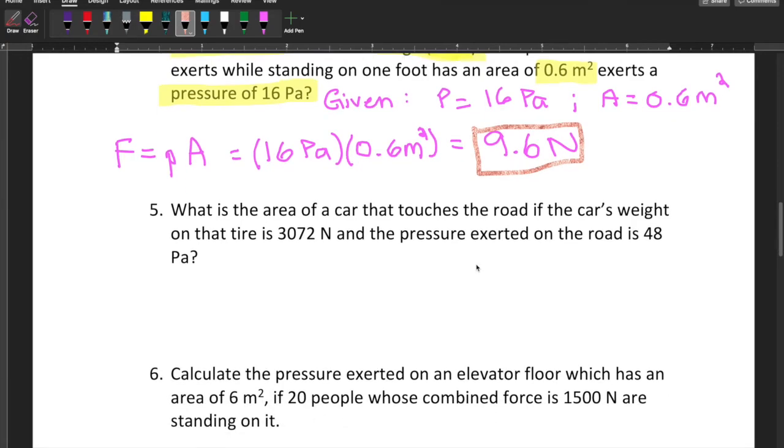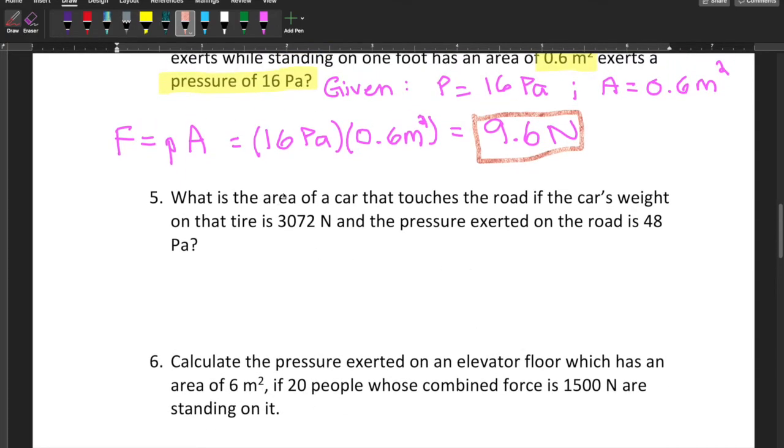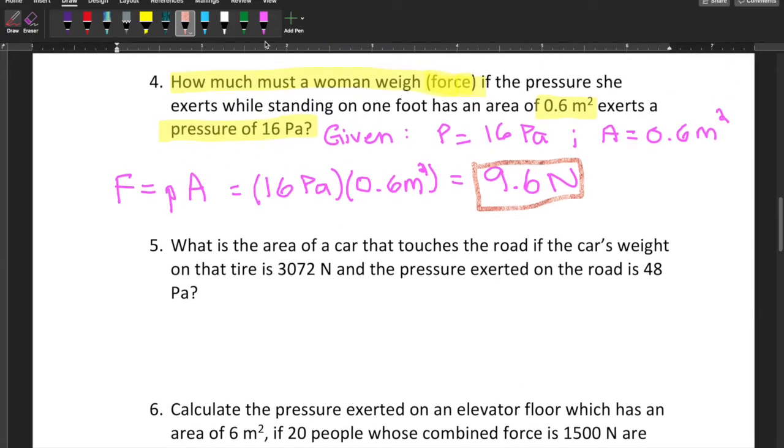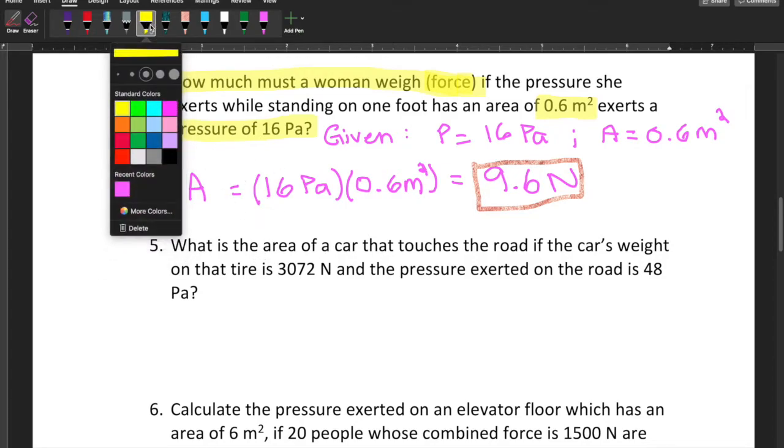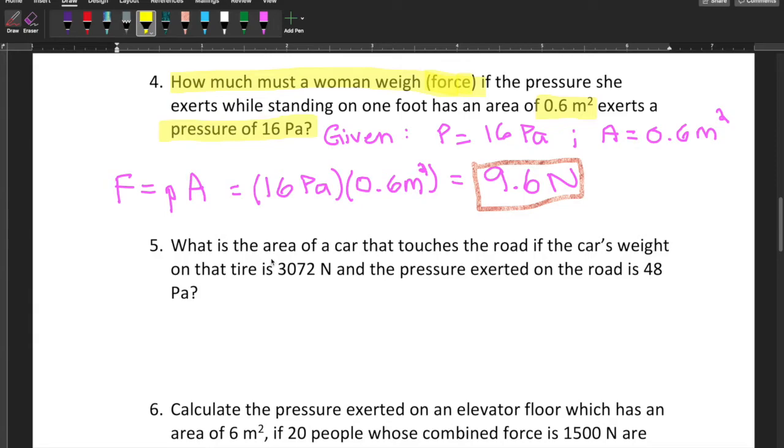Alright. We'll do this as our last question. Question number 5 is our last question. So, let's do this here. Okay. So we'll read the question. It says, what is the area? Okay, so we're asking for area, so it's going to be A is equal to something.